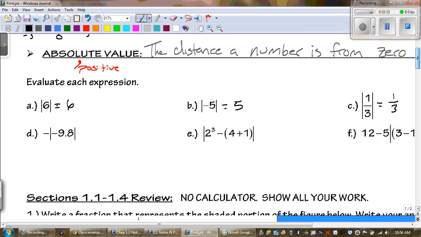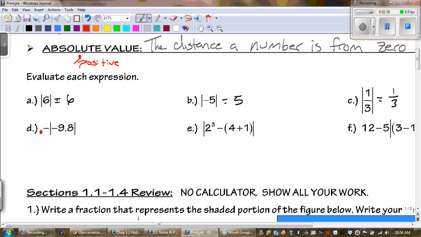Now, this is where we have to be careful when we read this, because this sign right here means the opposite. So what's the opposite of the absolute value of -9.8? Well, the absolute value of -9.8 is 9.8. But I want the opposite of that. So the opposite of a positive would be a negative. So we're left with -9.8. I forgot to circle my answer, guys.